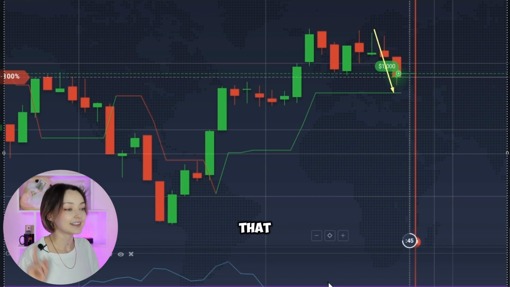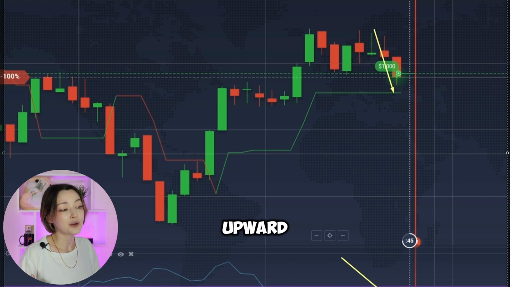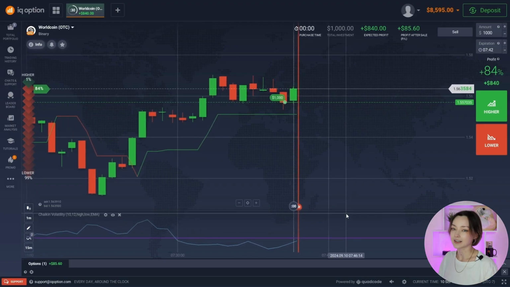And in addition to that, I can see that the volatility here is going down. This suggests that the market does not have enough strength to break through this level and that the upward movement is likely to continue. Let's talk about the indicator that shows us the levels.